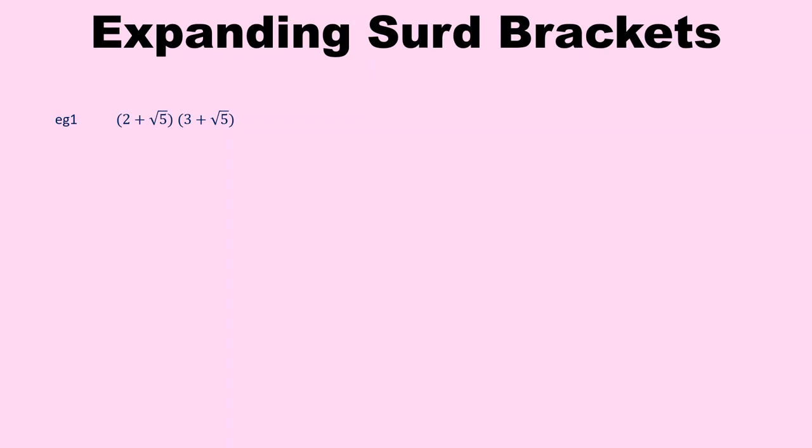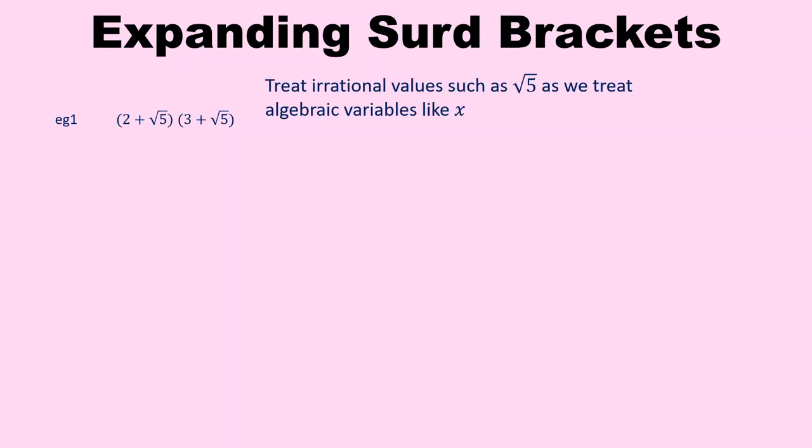You should already be able to expand algebraic brackets. If you're not yet familiar with expanding brackets or quadratics, you may want to check out some of the videos I'm linking down in the description box for you before we move on. Assuming you know how to expand algebraic brackets, this shouldn't be too much more of a stretch for you. Let's just treat the irrational values like the square root of 5 as we would treat algebraic variables like x.